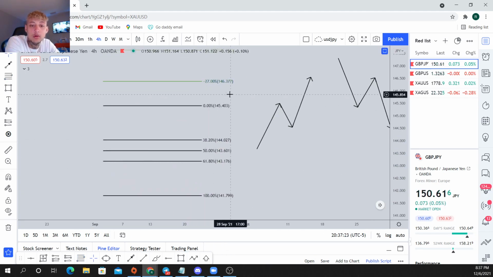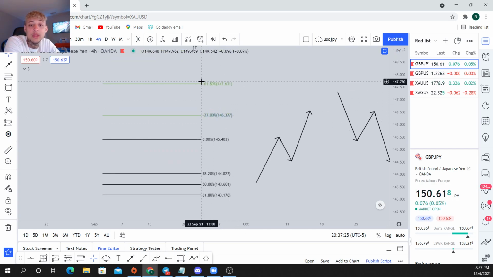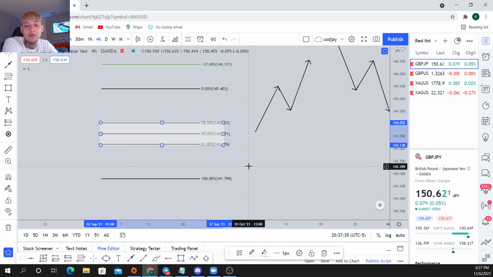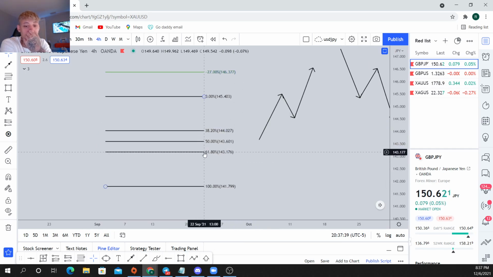So we're going to have the 0, the -27, the -618. Then we're going to have the 38.20, the 50%, and the 618. This is going to be our area where we're going to have our main focus, right? These are the three levels where we're going to be looking to take trades from.